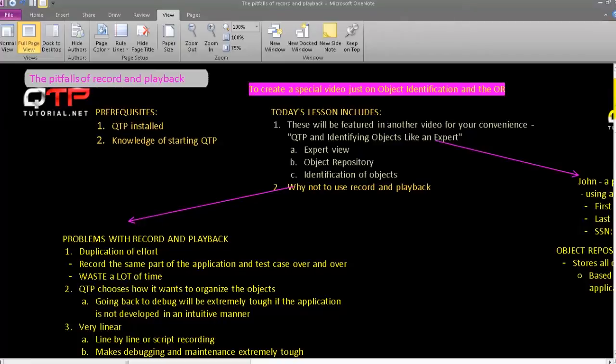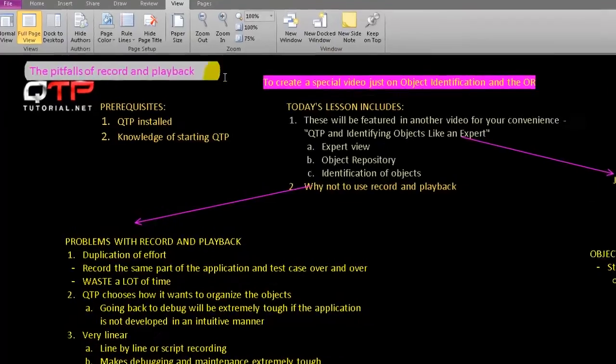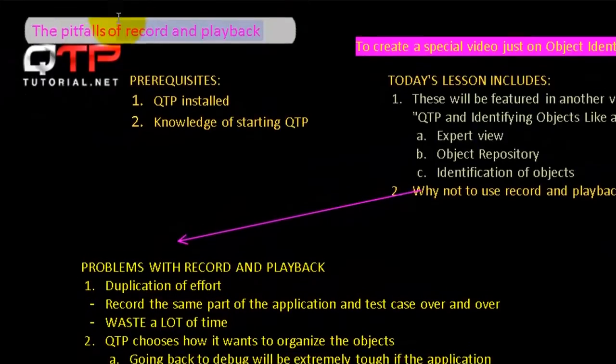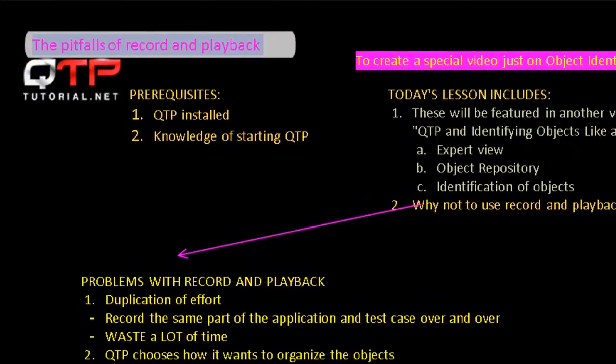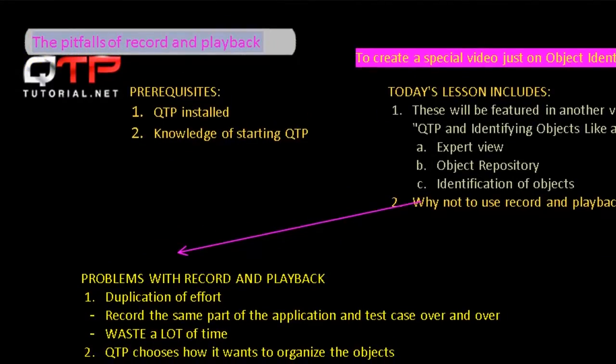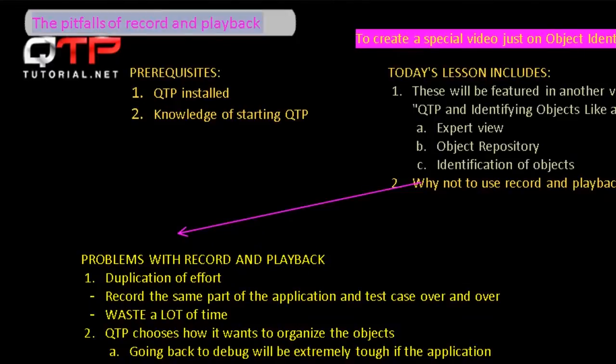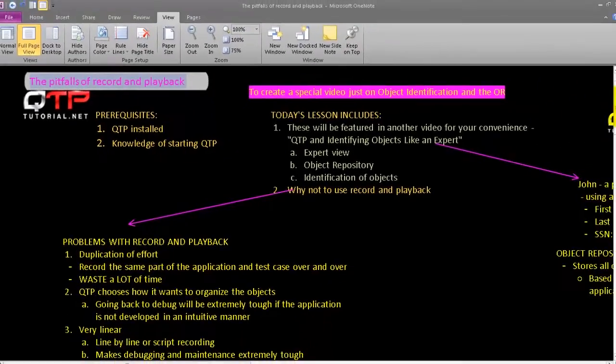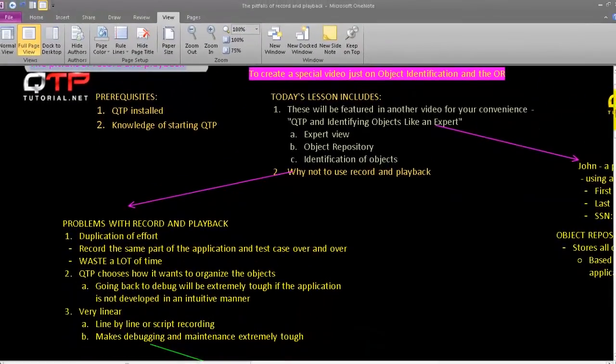Let's pick up where we left off. Today we are in session number 3 of the pitfalls of recording and playback. We have had a very extensive journey of 3 videos, and we have arrived at this point where I hope to close everything out and finally summarize why record and playback is not a good idea, and something that you should not exercise in your automation environment.